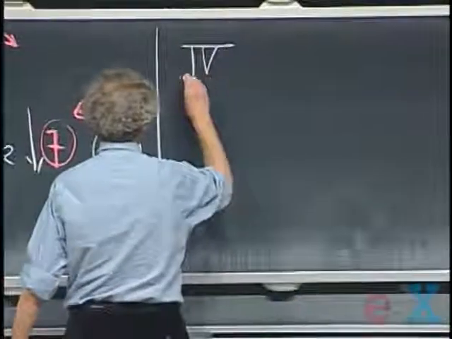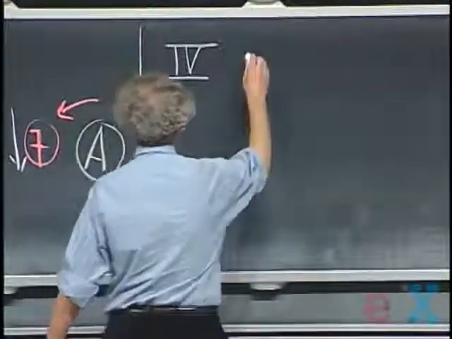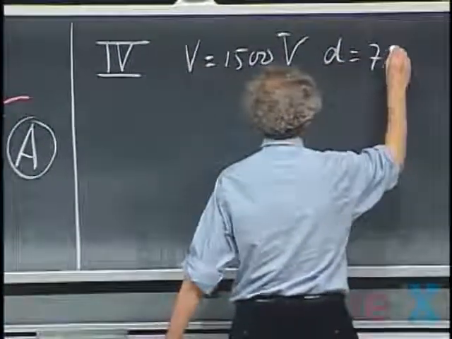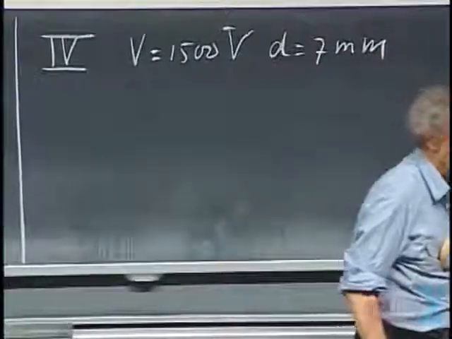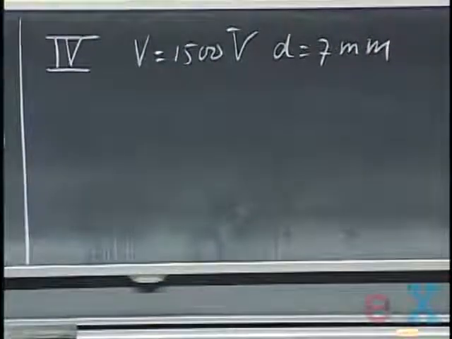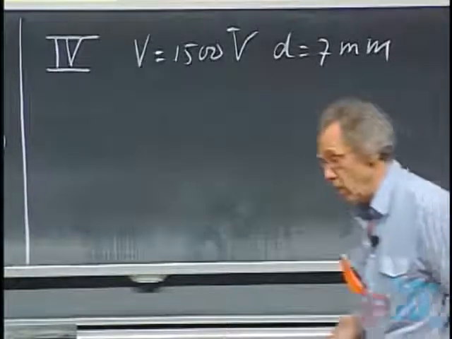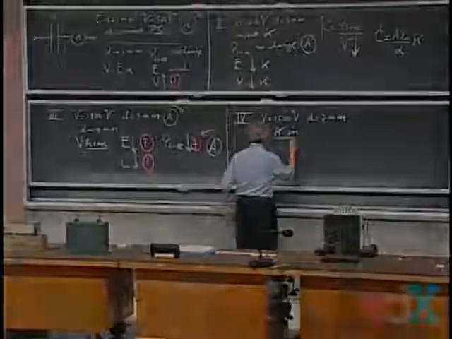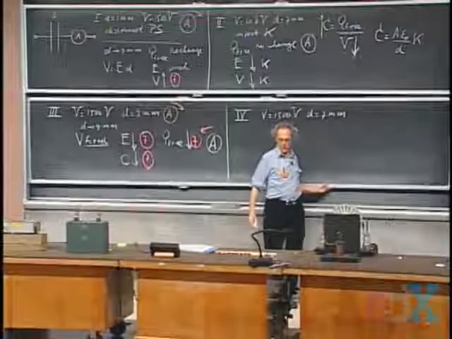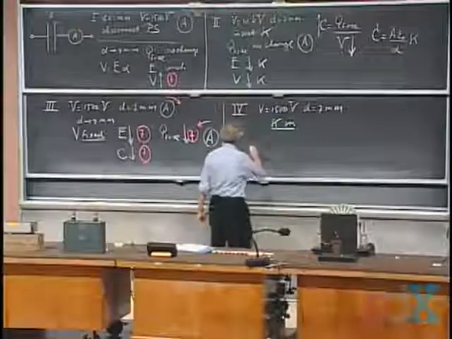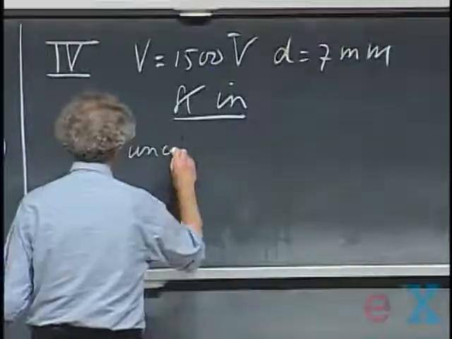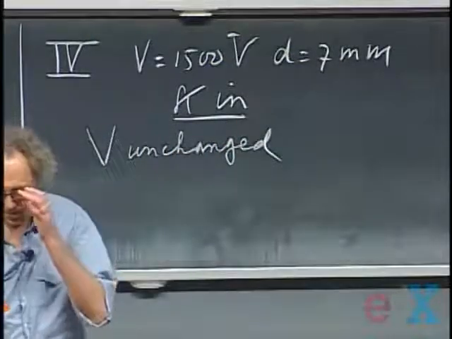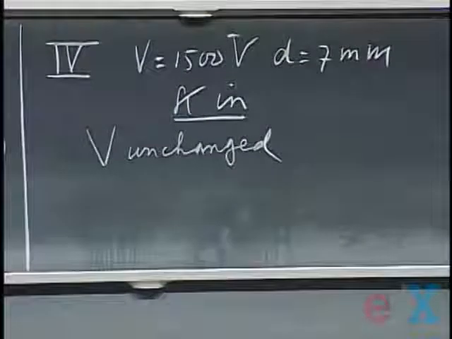So my experiment number 4, I start with 1500 volts. I start with D equals 7 millimeters, and I'm not going to change that. There's no dielectric in place, but now I put the dielectric in. So kappa goes in. What now is going to happen? Well, for sure, V is unchanged because it's connected with the power supply. So that cannot change. What happens with Q free?